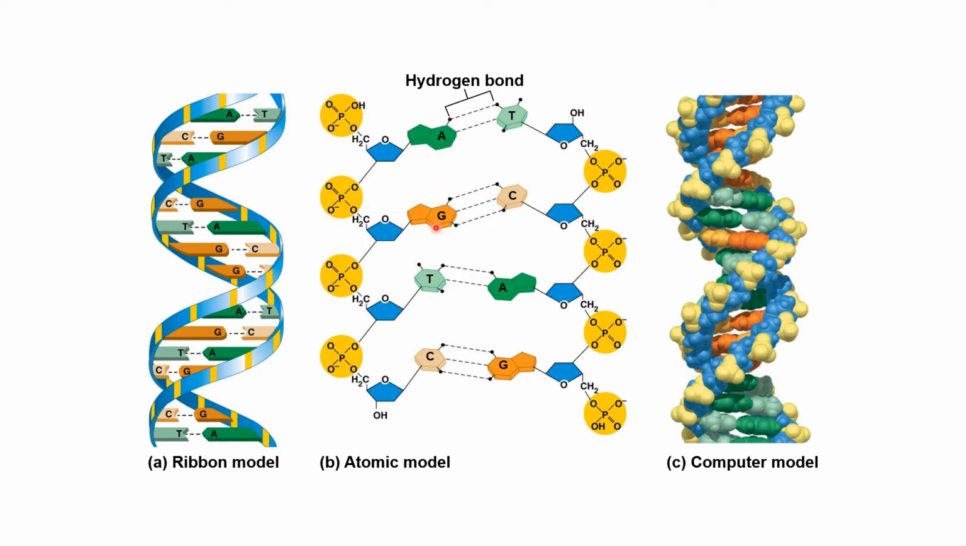So if one strand of your DNA reads AGTC, your other DNA strand is going to read TCAG, because thymine is going to bind to adenine, cytosine binds to guanine. If you look at both strands, you will notice that they are not identical. They are complementary to one another.